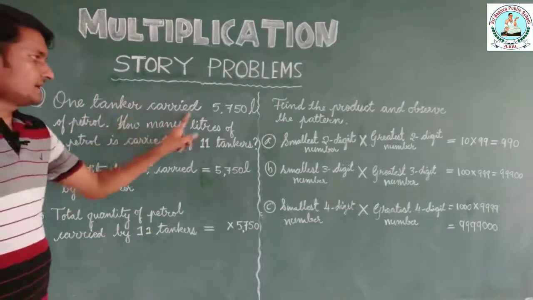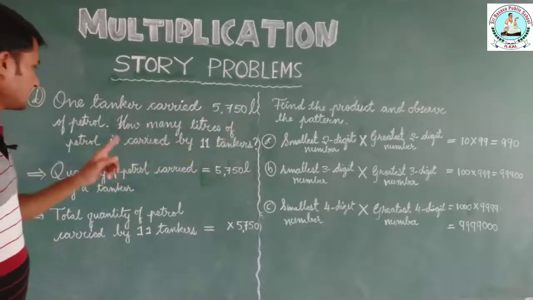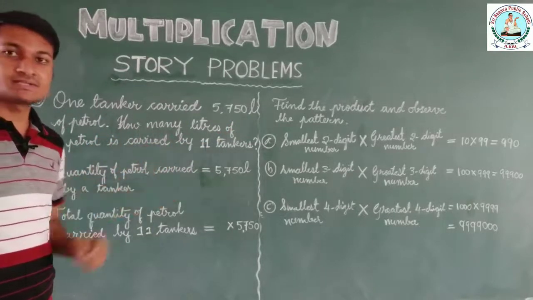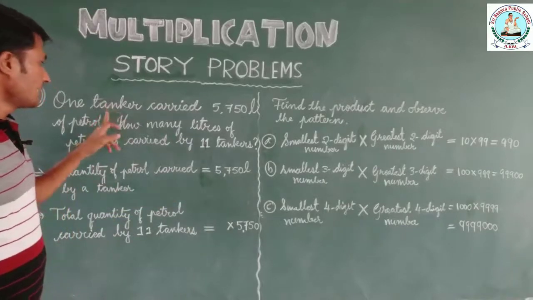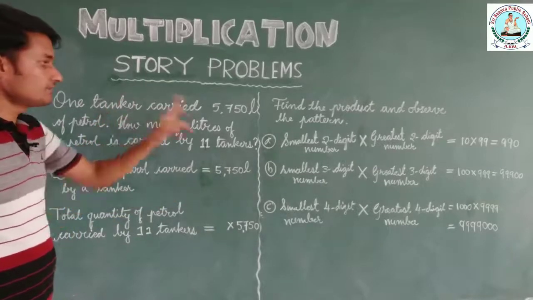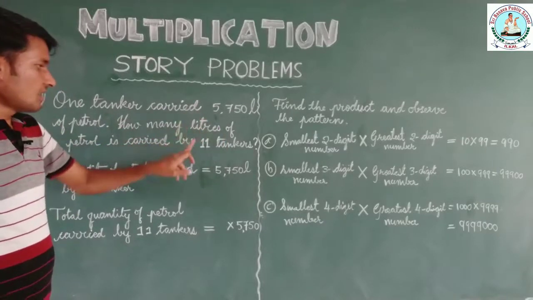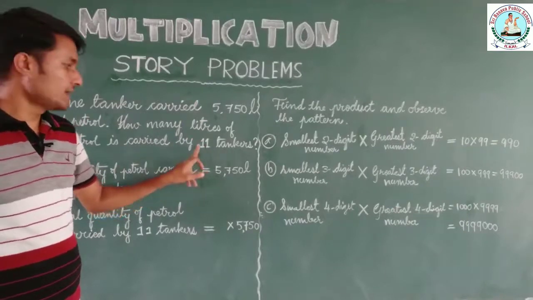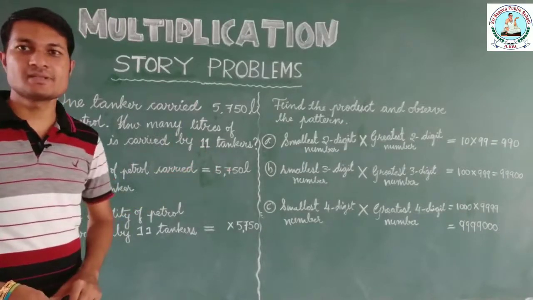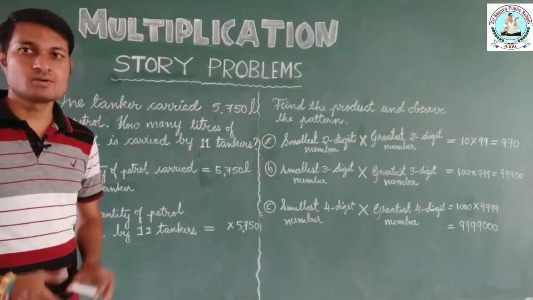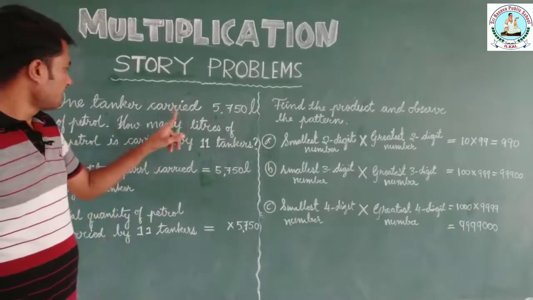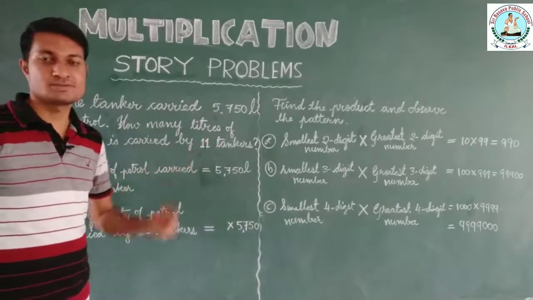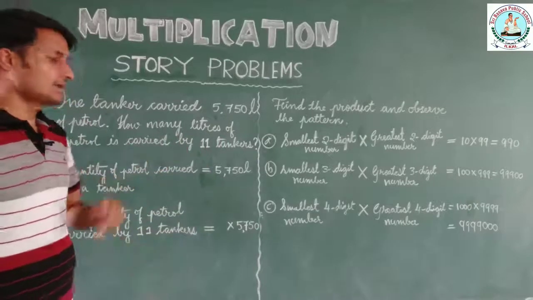One tanker carried 5,750 liters of petrol. Then how many liters of petrol are carried by 11 such tankers? See here, one tanker can carry this much petrol. Then how many liters of petrol are carried by 11 such tankers? Usually petrol is carried in tankers. So a tanker can carry this much petrol. Then how many liters of petrol will be carried by 11 tankers?